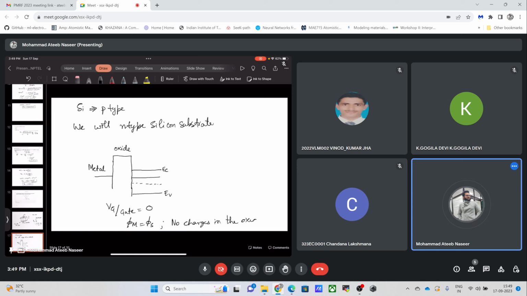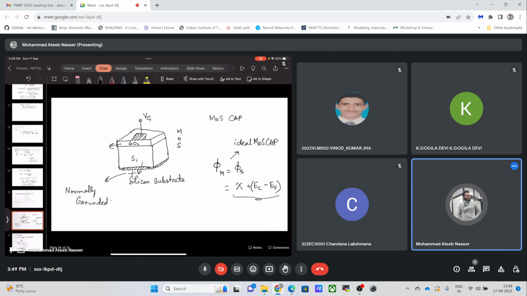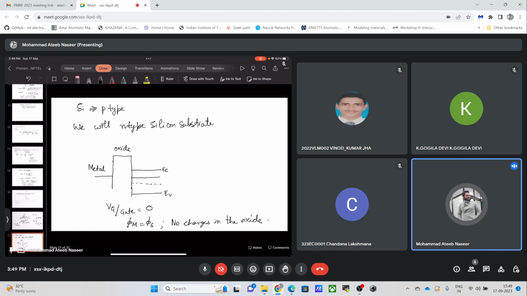So these are some simple assumptions that we are taking. Remember, this is the n-type substrate. Whatever I have drawn over here, silicon can be doped n-type or p-type. The case we have taken is for the n-type silicon substrate.